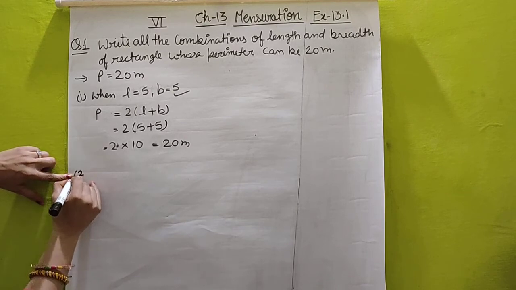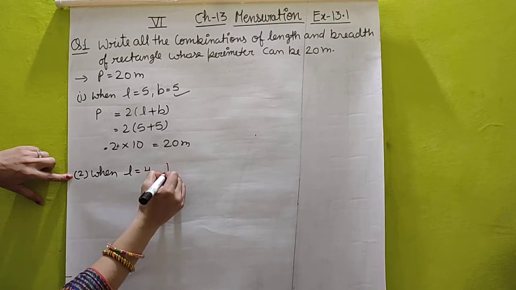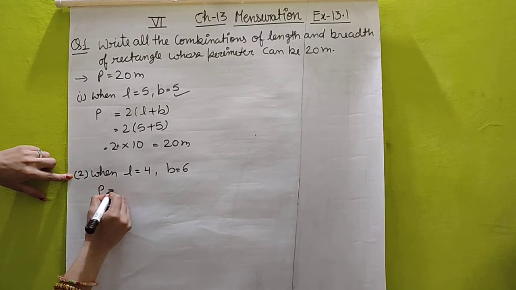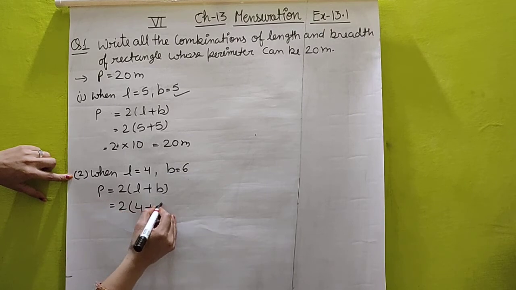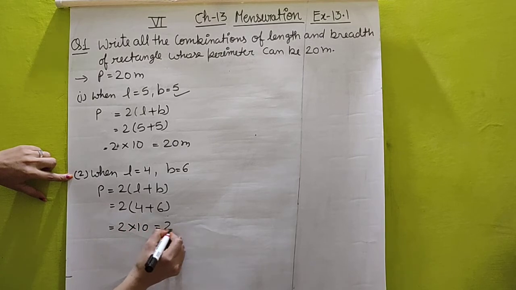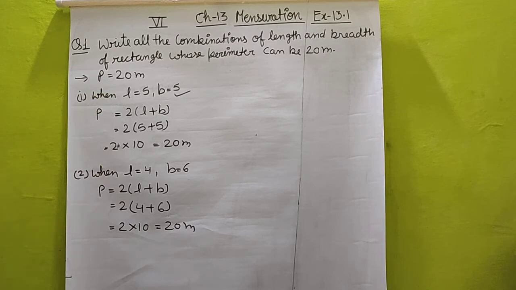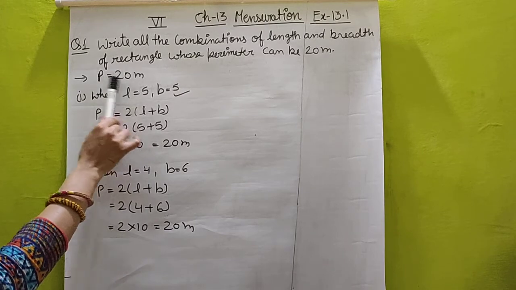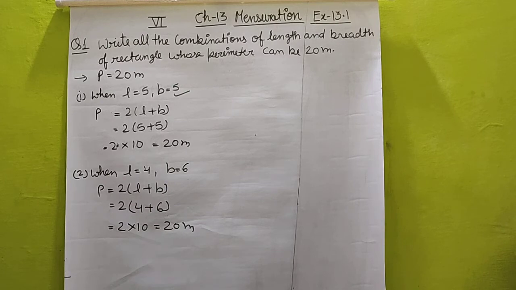Now the second one. You can take any length. Suppose I am taking 4 and breadth 6. Okay students, again perimeter will be 2 times length plus breadth, which is 2 times 4 plus 6. Again it will be 10, and 10 multiplied by 2, students, will again be 20 meter. So I have found two combinations here. You can find more possible combinations of length and breadth, but remember, when you write these combinations in this formula, 20 should be your perimeter.